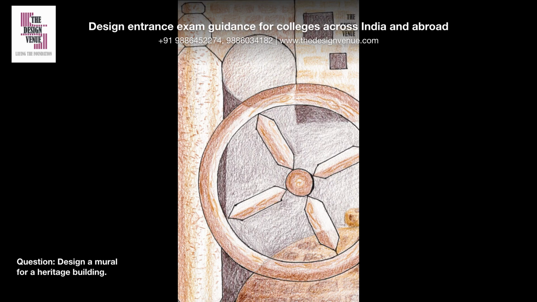In this example, the question was about a mural for a heritage building, and you can see how the color brown and the rock-like texture come together and give it a different dimension of interest.